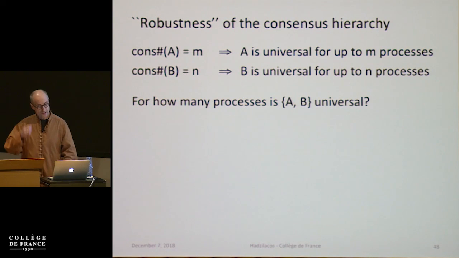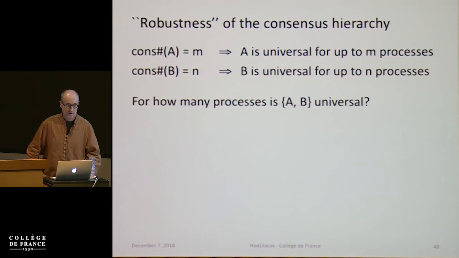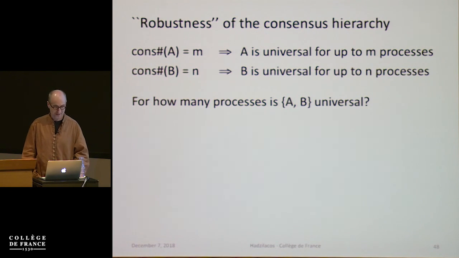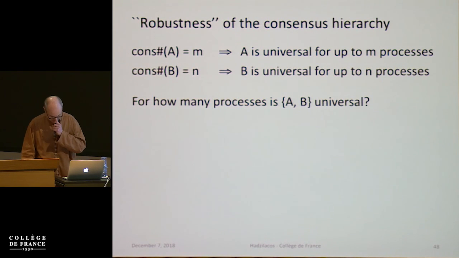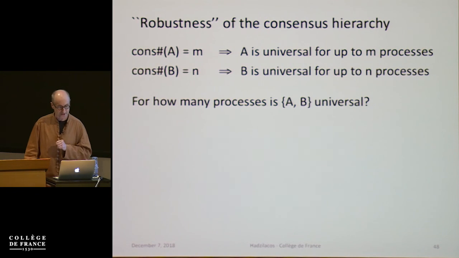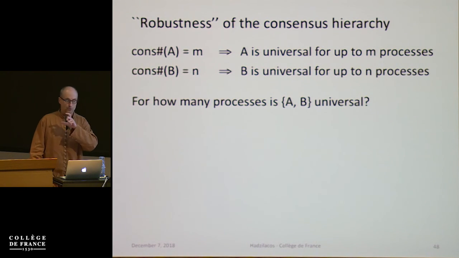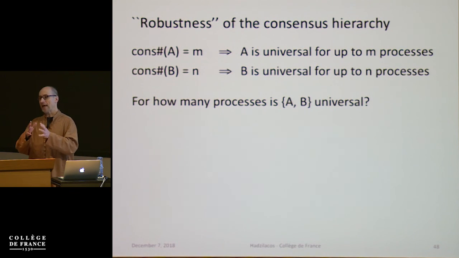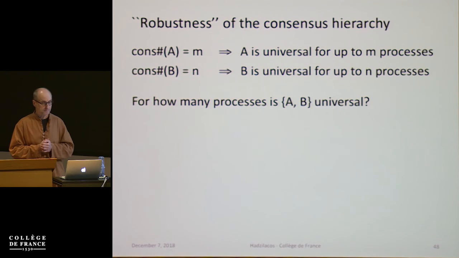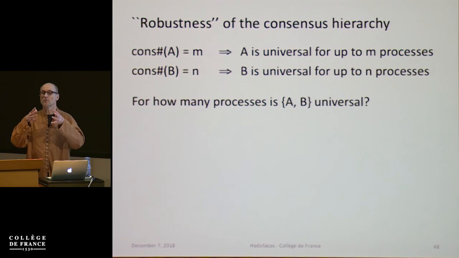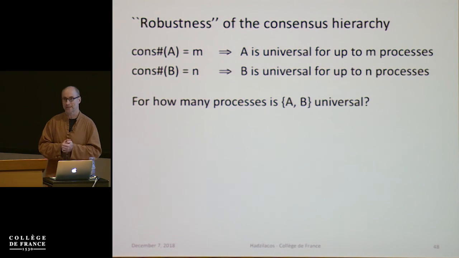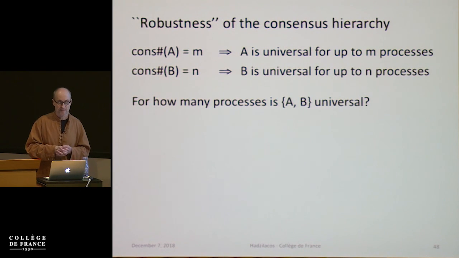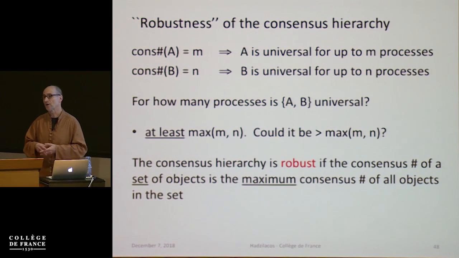And let me conclude with a few comments about another property that we wish or wished the consensus hierarchy to have. This property is called robustness. Suppose that I give you two objects, A and B. They have consensus numbers m and n. We know that A by itself is universal for m processes. B by itself is universal for n processes. Another question is, suppose I give you both of them at the same time. I give you an object that's the combination of A and B. Okay? For how many processes is this combination universal? Clearly, it is for at least the maximum of m and n.